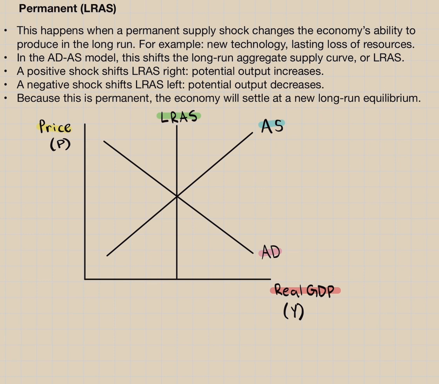On the x-axis, highlighted in red, we have real GDP, which is represented by Y. On the y-axis, we have price highlighted in yellow and represented by P. Where long-run aggregate supply and aggregate demand all intersect is called an equilibrium.